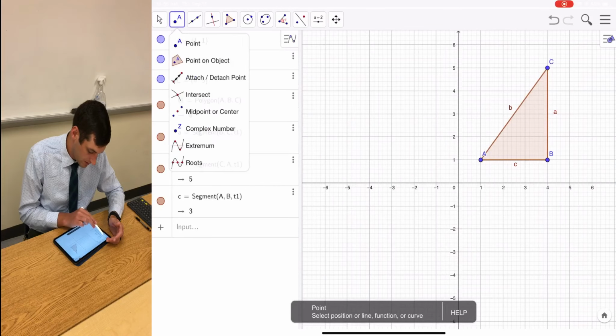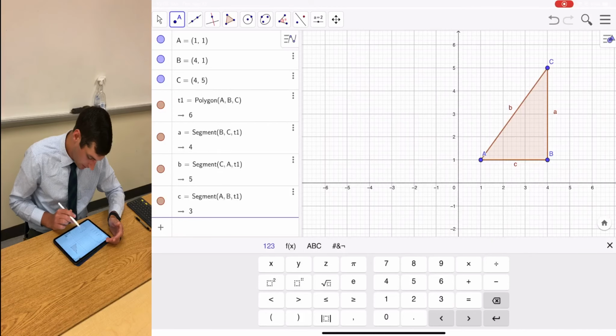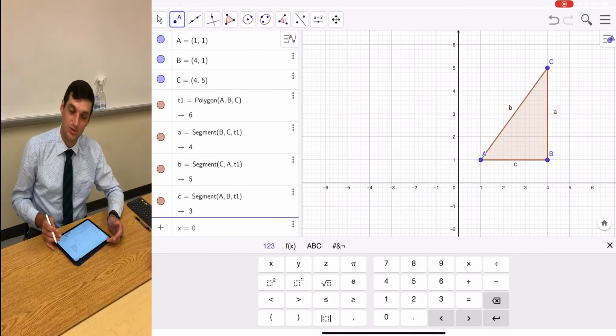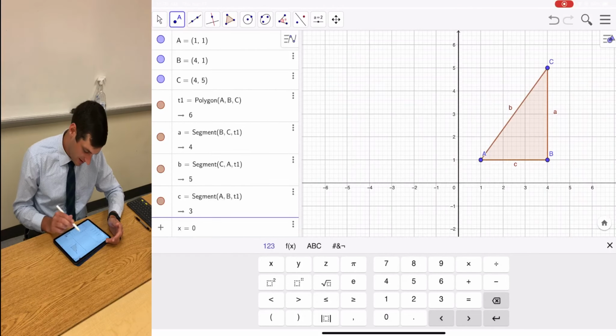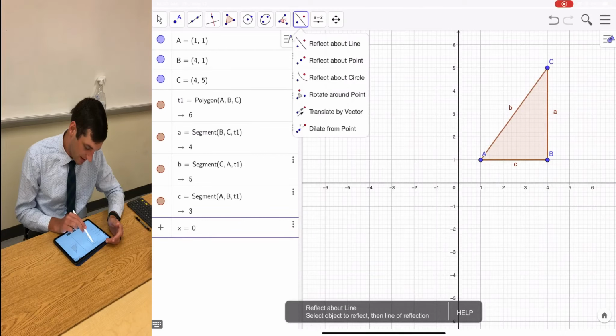I'm going to create a line real quick. So the line that I'm going to do is x equals 0. For you algebra people, you're going to understand that. All right, so now we're going to reflect it about a line.